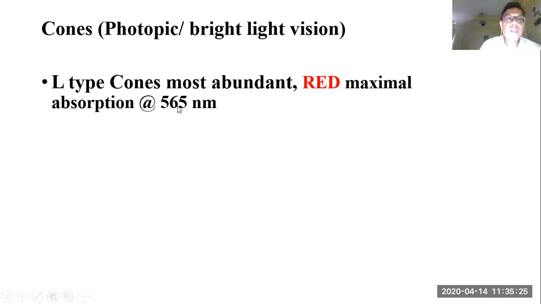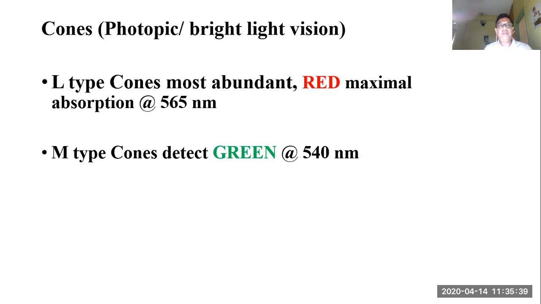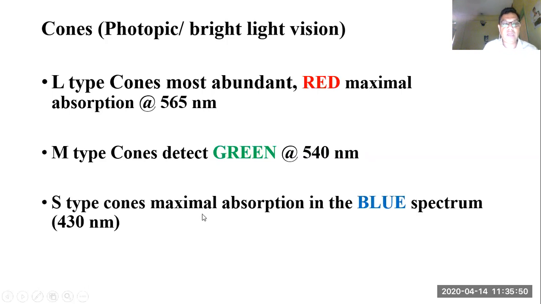So red photoreceptor containing cone, the absorption is at around 560 nanometers. This is known as the L-type cones. Then we have the M-type cone, which detects green, and the maximum sensitivity is at 540 nanometers. And then we have S-type or small type cones, where the maximum absorption is at the blue spectra. It is around 430 nanometers.